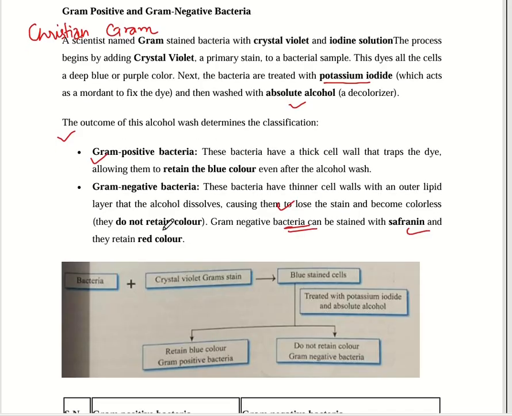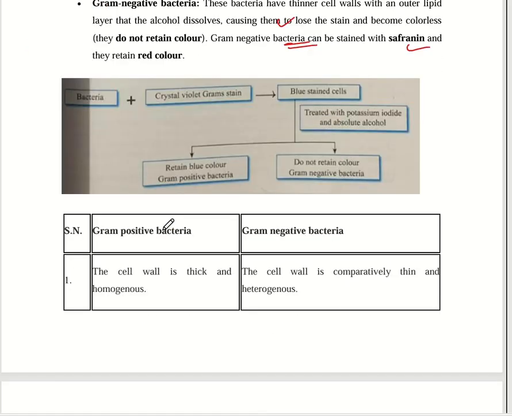For a short summary, you can see the chart here. When the bacteria is first treated with the crystal violet gram stain, all the cells turn blue or purple. Then, if it is treated with potassium iodide and absolute alcohol or acetone, there will be retention of the blue color if it is a positive bacteria, and it will be colorless, that is, there is no retention of color, if the bacteria is negative.